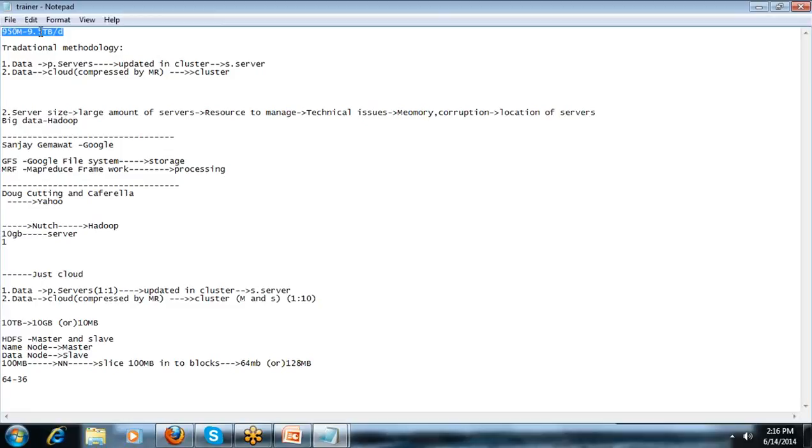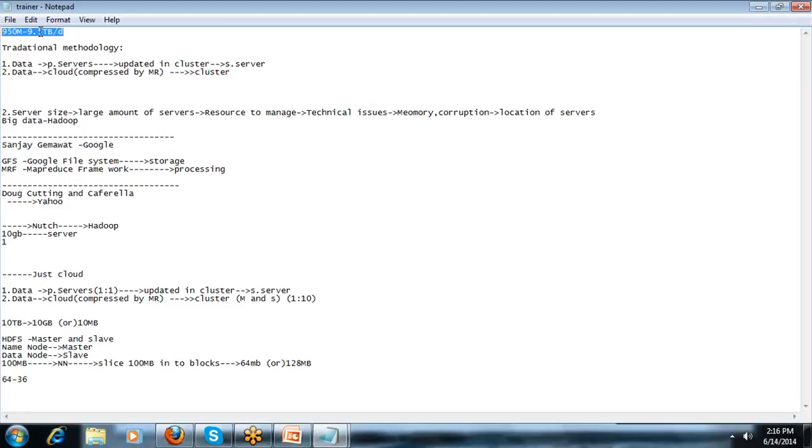To store this data, the traditional methodology we are following now is that we put all the data into a server, and from there we access it. The problem here is that once the data size increases, we have to get new servers, we have to recruit new resources, and technical issues will come out from the server. These are the various issues we find in the traditional technology.